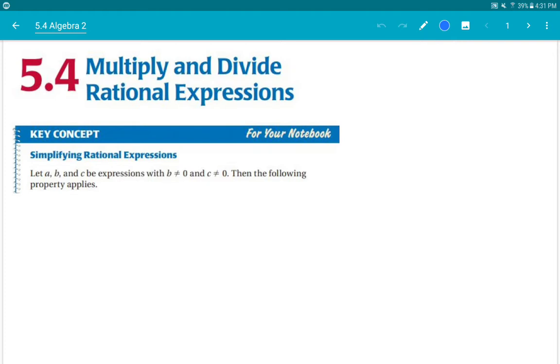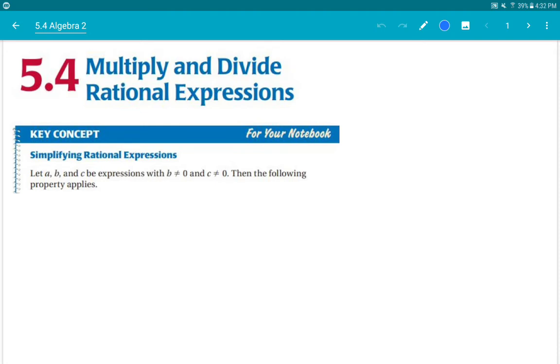We're going to do 5.4, multiply and divide rational expressions. Now we just finished chapter 4, and I decided to skip the first 3 sections of chapter 5, only because it may be a bit of a task to show you how to graph some of those complex functions with remote learning. If anything, when we get back to school, we'll be able to revisit that.